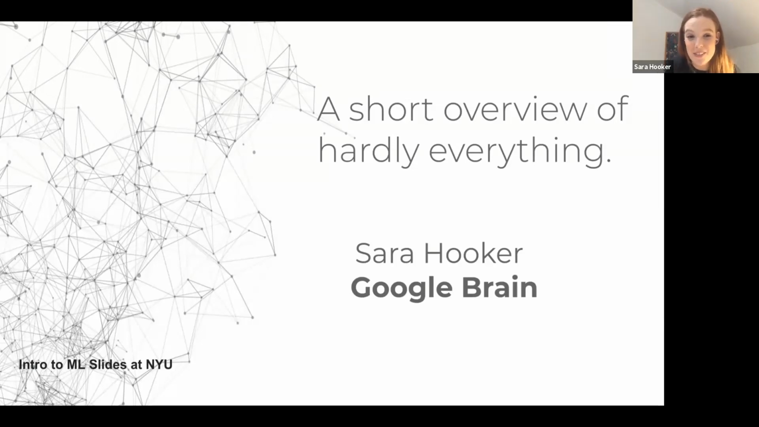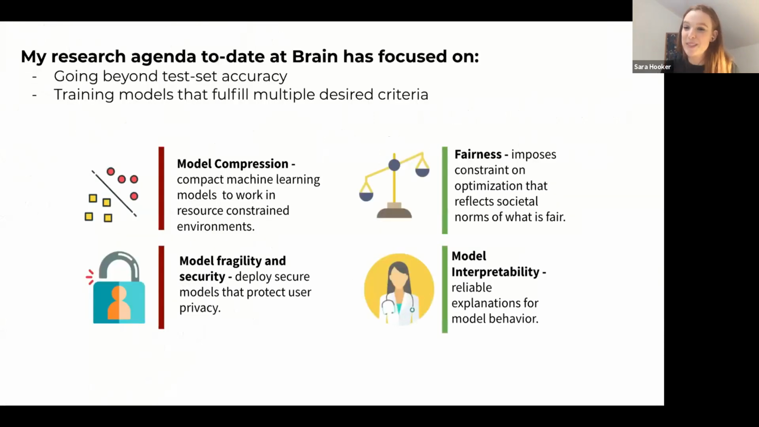So to get us started, perhaps a little bit about me. I'm a researcher at Google Brain, and my research to date has centered on how do we train models to fulfill multiple criteria. In fact, it really means going beyond things like just test set accuracy. So I'm interested in how do we train models to be compact. So that means, can we deploy them to resource-constrained environments? How do we train models to be interpretable, fair, robust? And robustness is very linked to something that we'll talk about today, which is this idea of generalization.